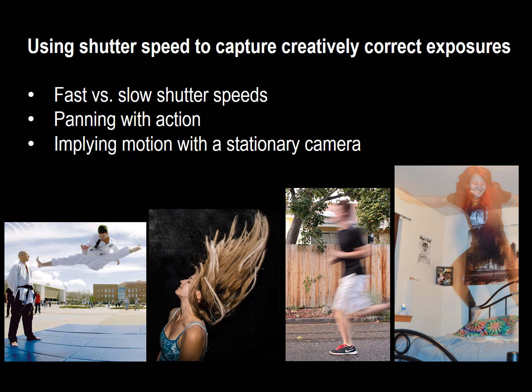Shutter speed, along with aperture, are the two camera controls that give us the flexibility to use our creatively correct exposures based on our artistic intent, rather than just whatever the camera's auto exposure comes up with. The good news about shutter speed is the fact you can use fast or slow shutter speeds to create different outcomes. Pan with the action to get some really spectacular photos, or imply motion while your camera is stationary, usually on a tripod.